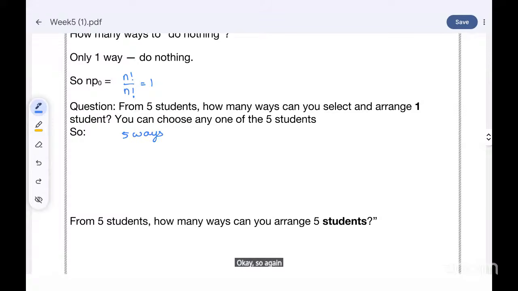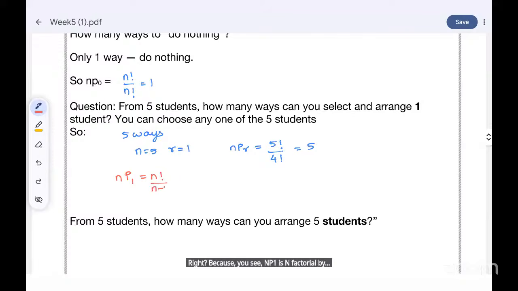Again, comparing with the permutation formula, here n is 5 and r is 1. So what is nPr? 5 factorial by 4 factorial, which is 5. And in general, what is nP1? It is n, because nP1 is n factorial by n minus 1 factorial, so it's equal to n. nP1 is n. Okay, fine.